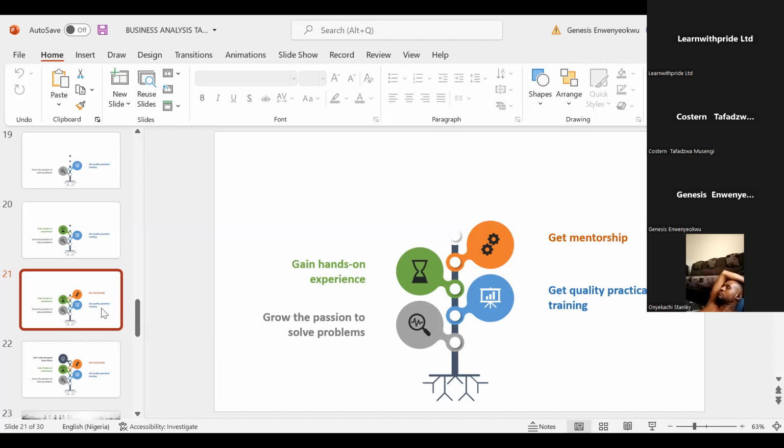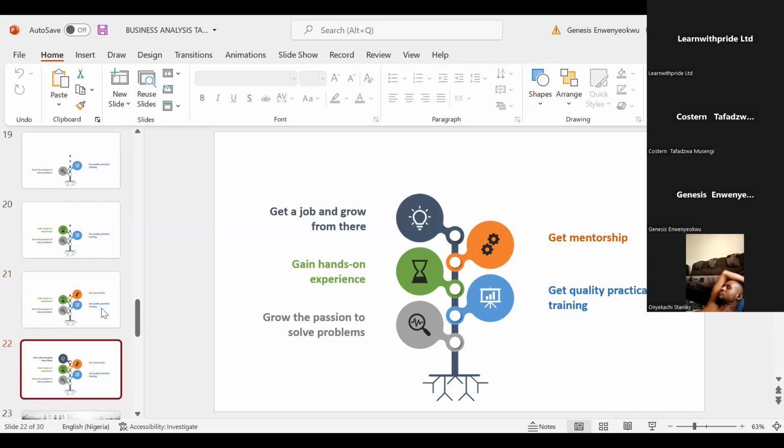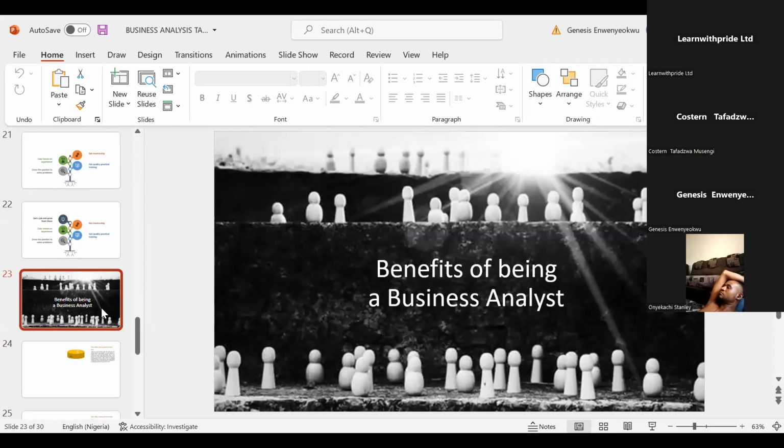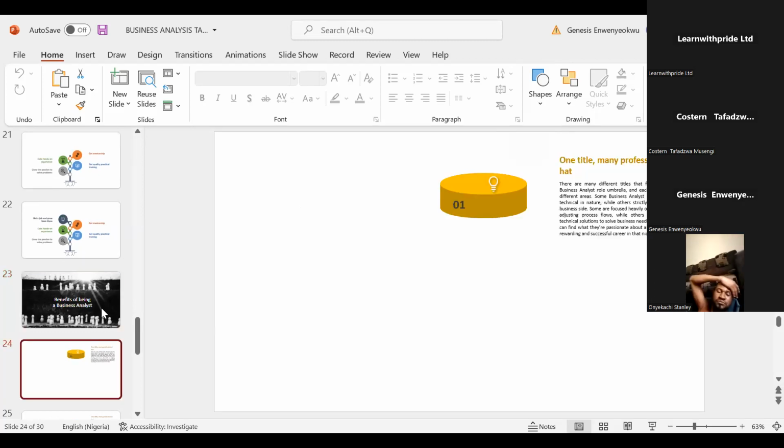Mentorship is very, very important. Being able to have someone to guide you on the job, tell you the kind of offers you should take, guide you on what to do, when you are given a job, tell you how to approach that task, and all of that is very, very important. And then the last of it is, by the time you get your job, you now grow your career from there gradually and gradually. So what are the benefits of being a business analyst, right?